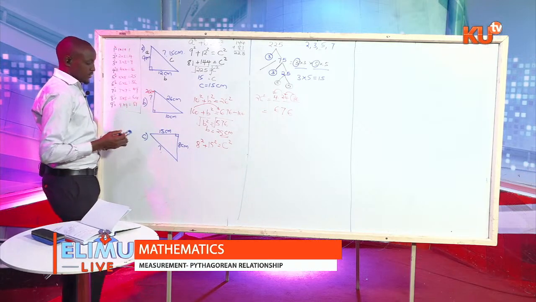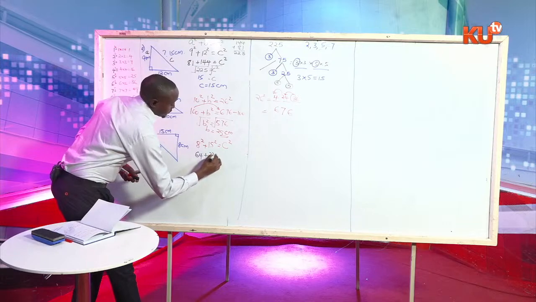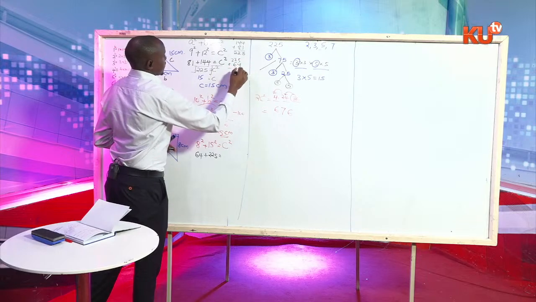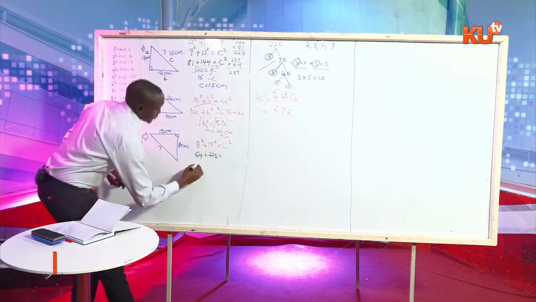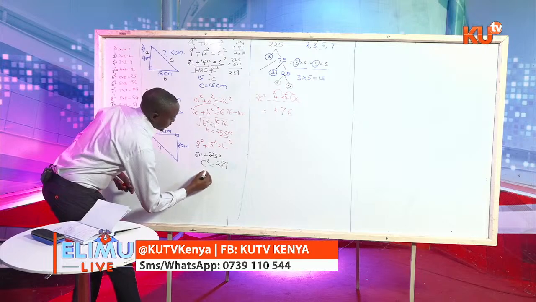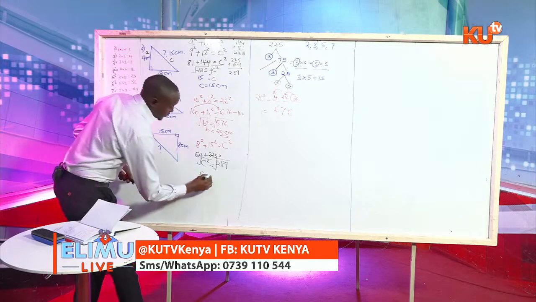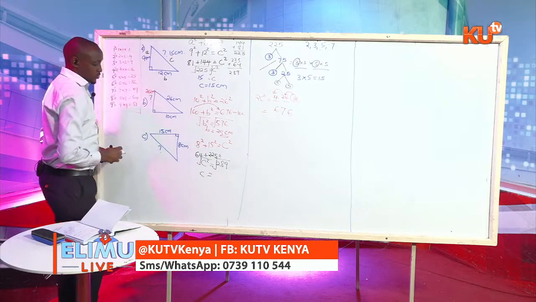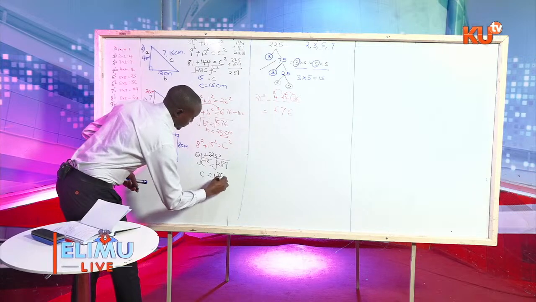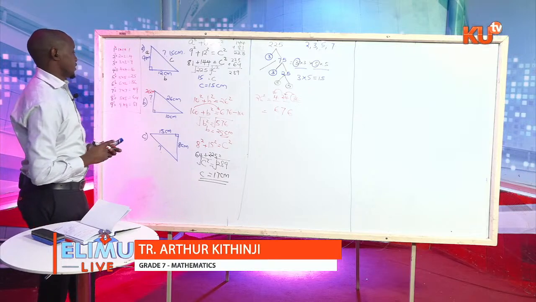So 8 squared is 64. 15 squared is 225. So 64 plus 225 gives us 289. So c squared is equal to 289. And then we take the square root of both sides to do away with the exponent 2. That gives us c is equal to, that should be 17, if I'm not wrong. c is 17 centimeters. Check using the prime factorization or the factor tree that we have done.